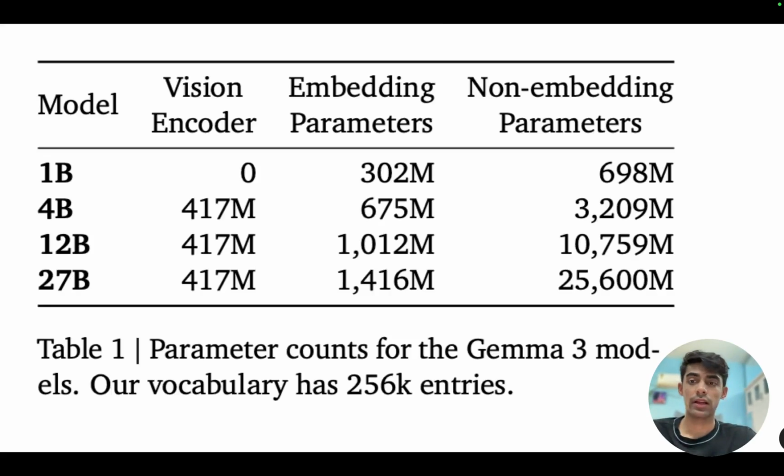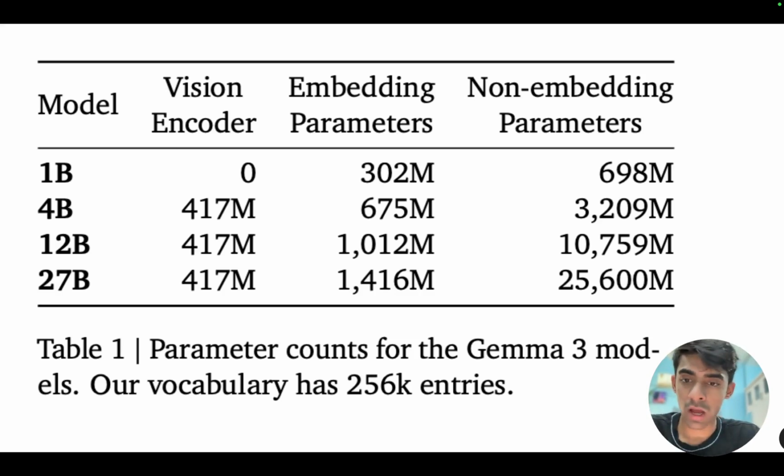Okay. Now, coming to parameter count and everything, the vision encoder here, right? It has only 417 million parameters, mind that. And the embedding parameters, you can see in 27 billion is 1416 million, right? And non-embedding is 25600. So if you add it all up, you'll get it right.